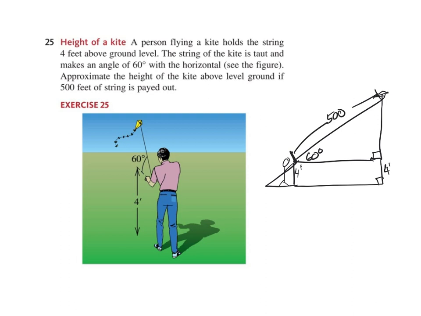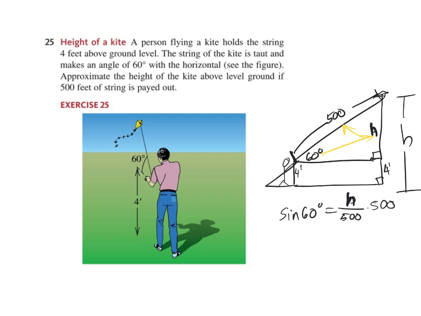All right, so how high is the kite? We're going to get h. We're actually going to set h to be this little section here, and then we'll add 4 to it when we're done. All right, so you have 60 degrees. What have you been given? The opposite leg is what we want, and we have the hypotenuse. So we've been given the degree. We're using the opposite leg and the hypotenuse. So that's sine. So the sine of 60 degrees is equal to h, not B, over 500.